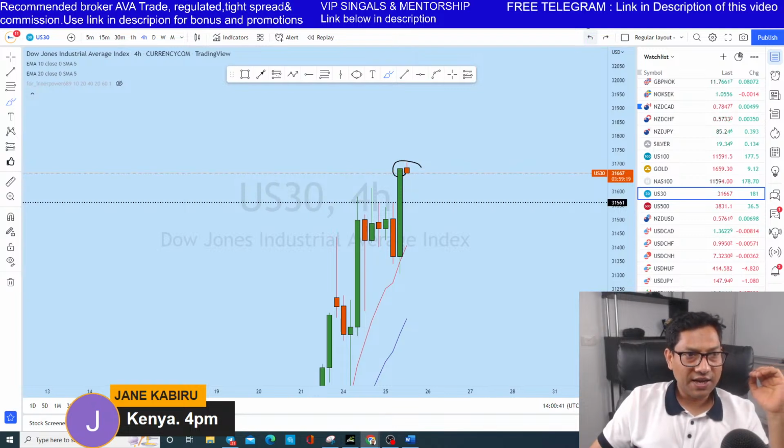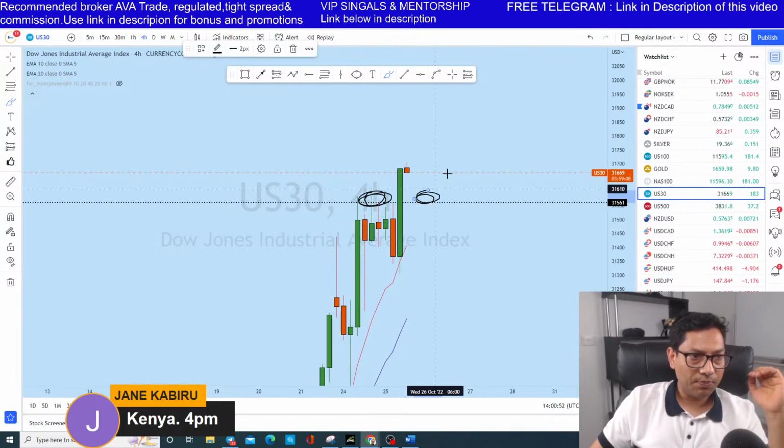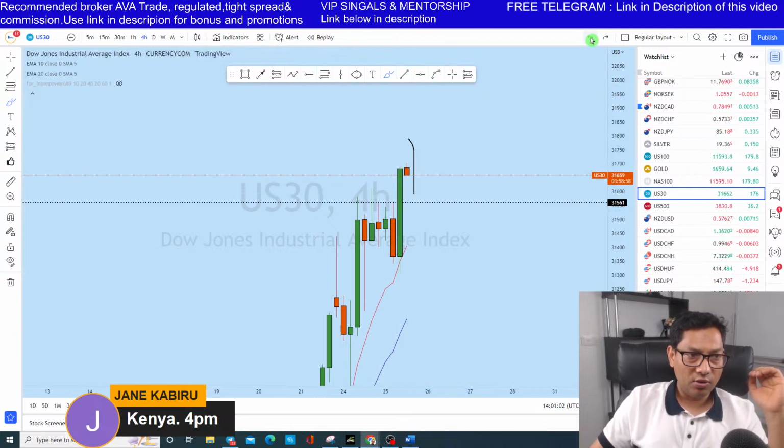So with that being said, what we can expect for US30 now is a rejection. After the breakout, you need to wait for a retest of the previous resistance, testing as support. On the retest, if it holds, that means if it creates a doji, that's a sign the price is ready to go up, and then we'll be buying.